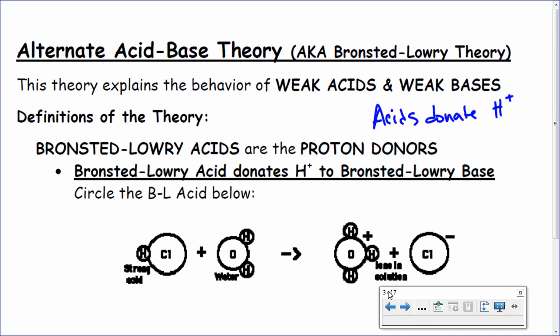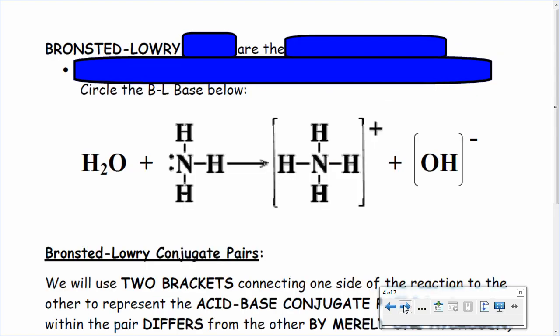So circle the Bronsted-Lowry acid below. We have HCl plus H2O becoming H3O plus and Cl negative. So we have to think, what donated the H plus? Well, the H plus must have come from this HCl. So there it would be our acid. And therefore the base would be whatever accepts it.